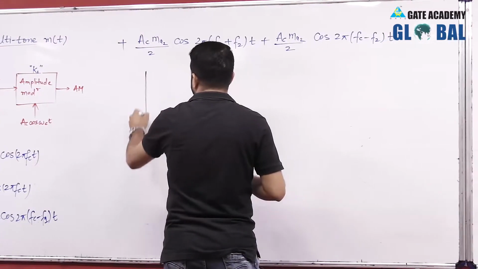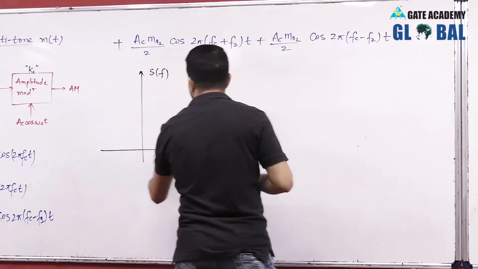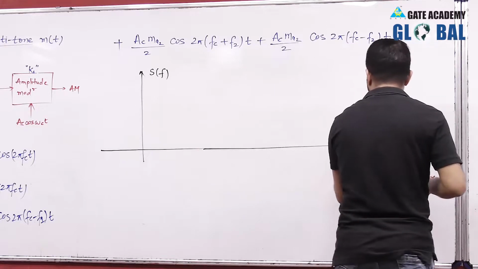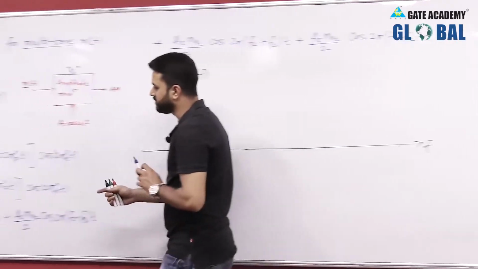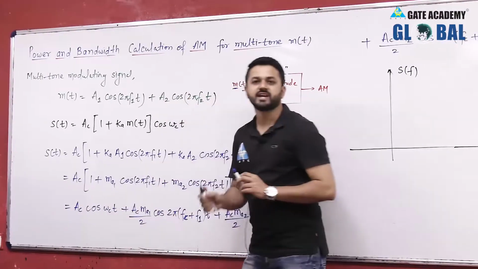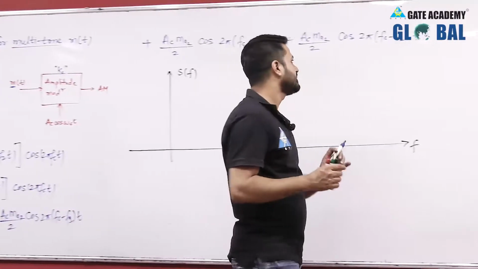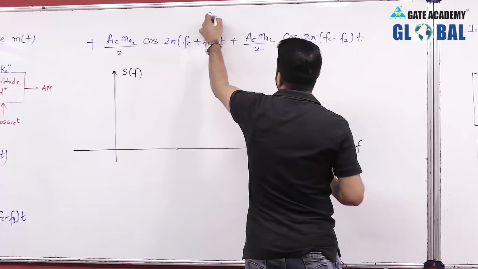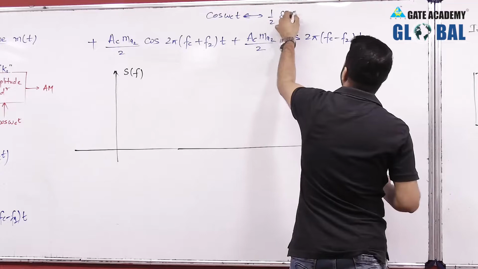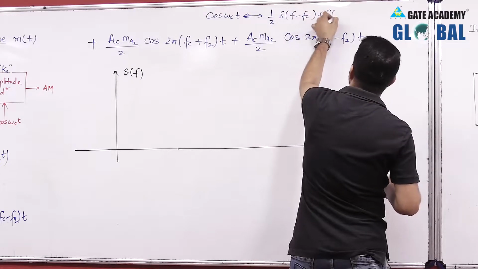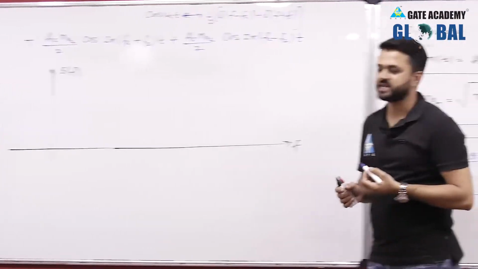So we have this S of f, and this is f. If I take the Fourier transform of this cosine signal, we get impulses at plus minus fc, because the Fourier transform of cos omega c t is 1 by 2 times delta f minus fc plus delta f plus fc. This is the Fourier transform of a cosine signal.